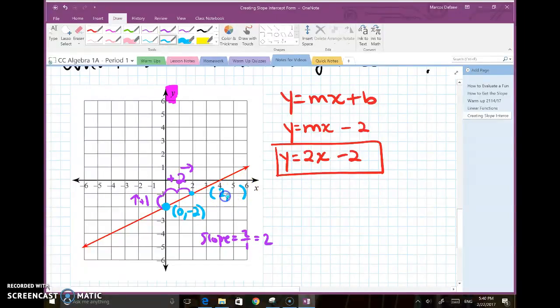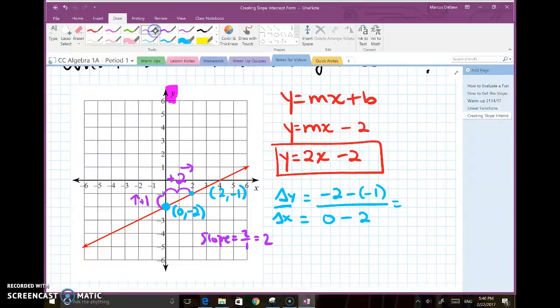This is at 2, negative 1. So if I use the change in y over change in x, again, you have to choose the direction you want to move in. I'm going to go up the line, so I will start at my y-intercept, and that means that I start with negative 2, and it changes into a negative 1. But my x's start with 0, and then change into a positive 2. There's that double negative again, so remember what happens. It becomes a plus sign, and we get negative 2 plus 1.